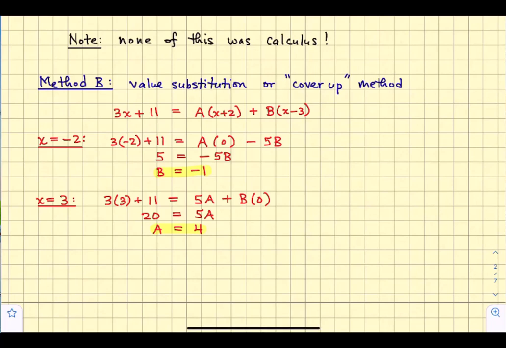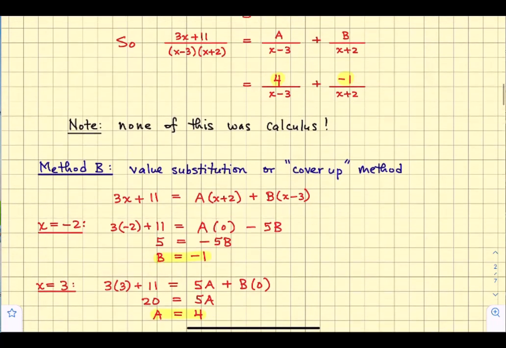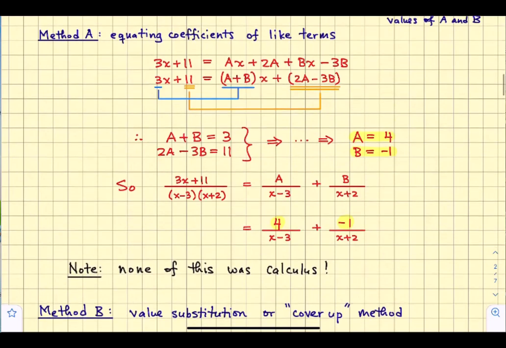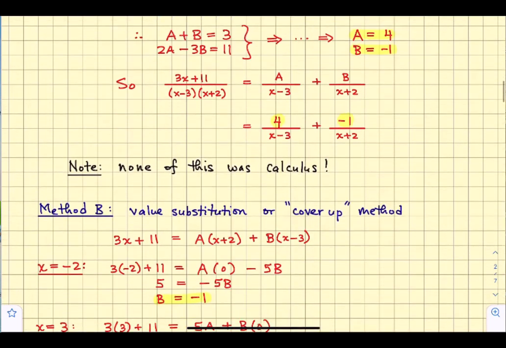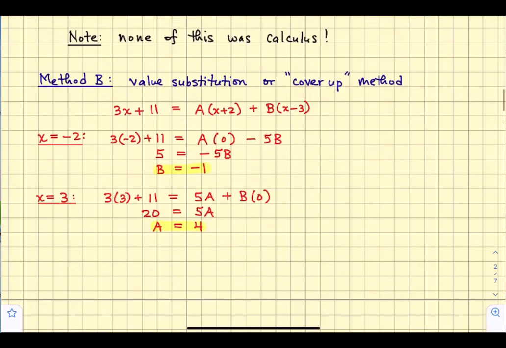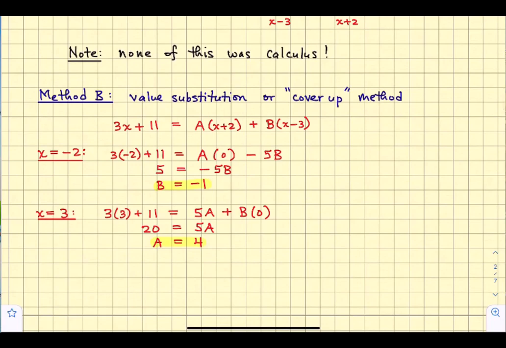We need to make a different choice for x. Here we'll pick x to be 3 because it's going to cover up or make this term vanish. When we plug a 3 in here, we get 3 times 3 plus 11, which is 20. When we plug a 3 in here, this vanishes, and we just get 5a. So that says a must be 4. Notice we got the same numbers as we got using the last method. This is just a little bit quicker, a little bit more efficient, but feel free to experiment with both methods and use whichever one resonates better with you.